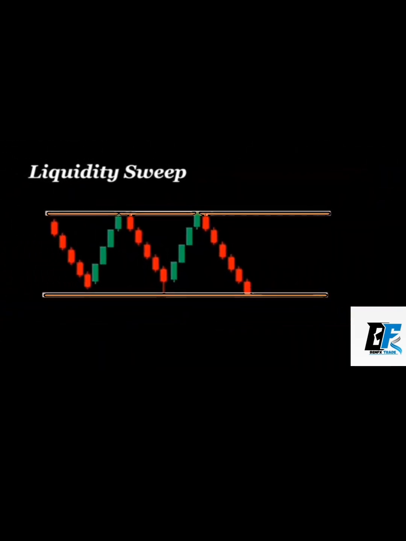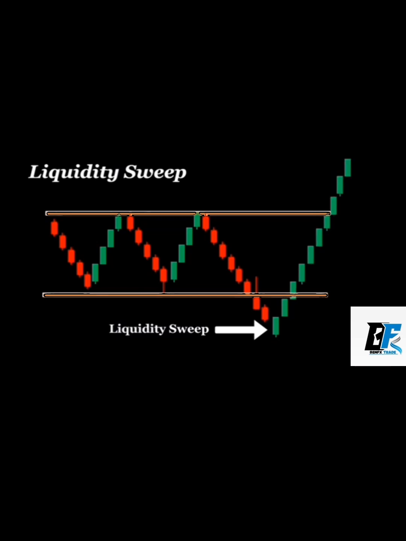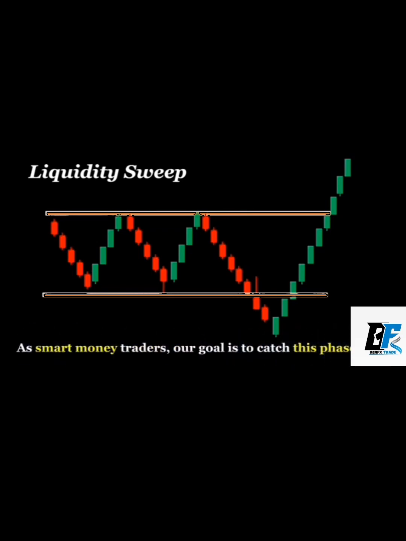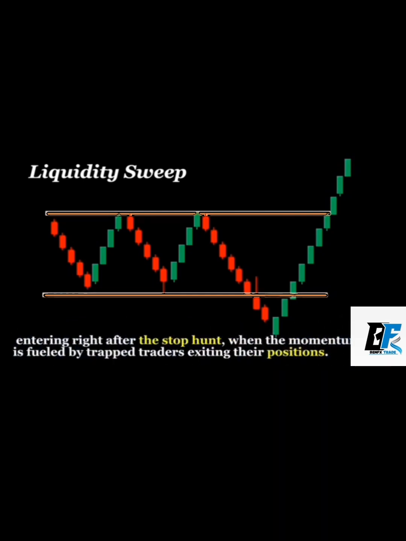Liquidity sweep. A liquidity sweep happens when price breaks below a key support level, only to snap back into the range moments later. This false breakout is no accident. It's a move designed to trigger stop losses and trap breakout traders. Once smart money collects enough liquidity, the market quickly shifts direction. That's the start of the acceleration phase, the real move. As smart money traders, our goal is to catch this phase, entering right after the stop hunt, when the momentum is fueled by trapped traders exiting their positions.